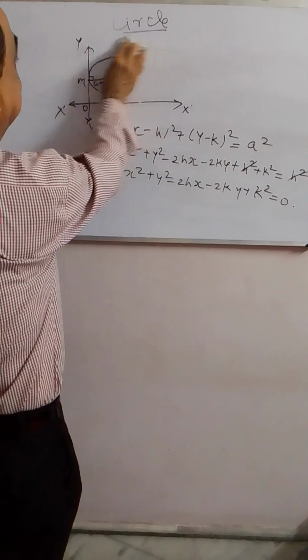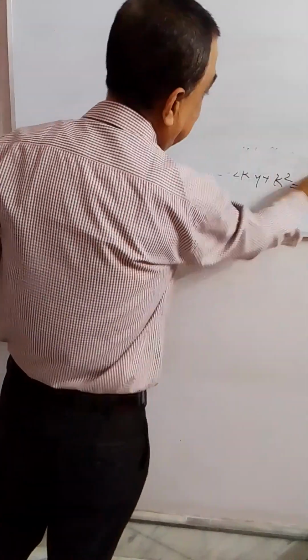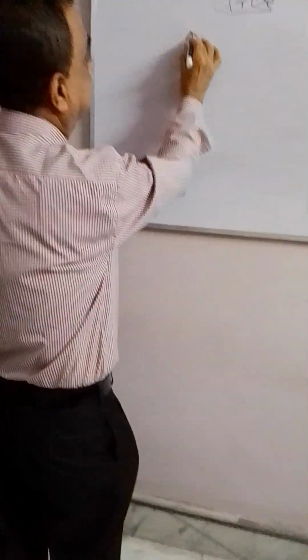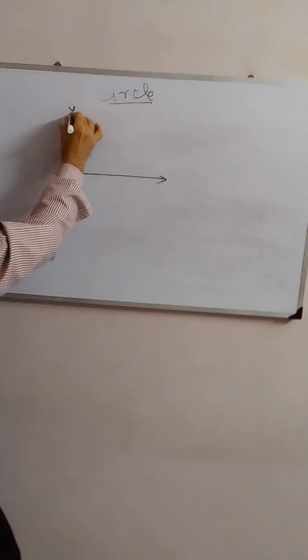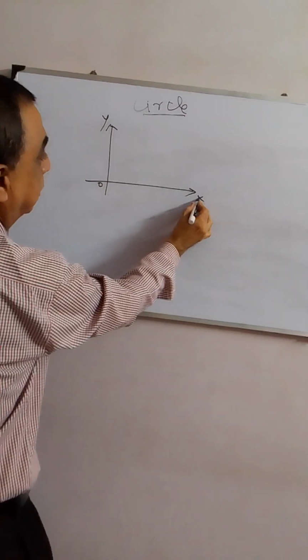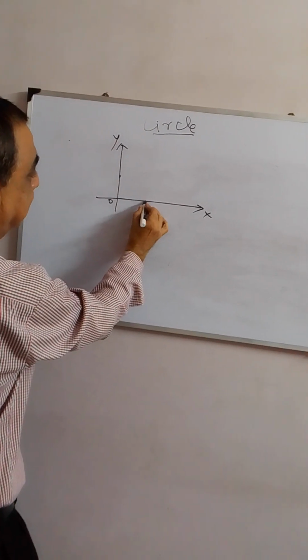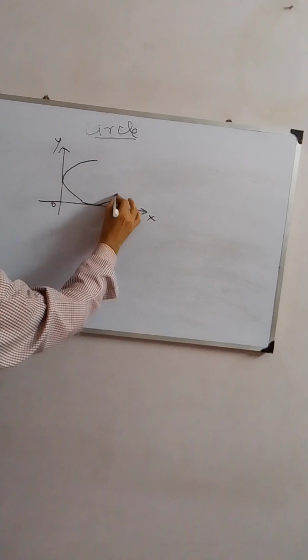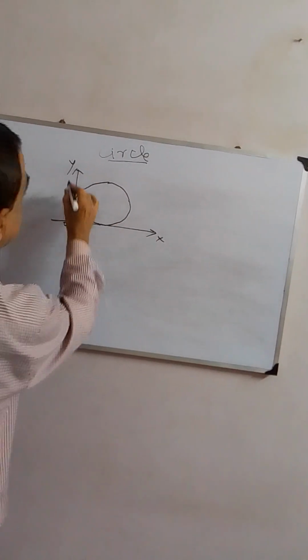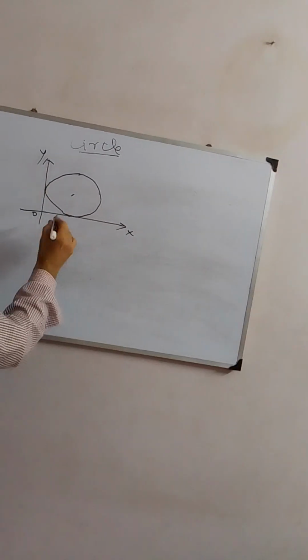Now we are taking the next case, when the circle is touching both the axes. So now the circle is touching both the axes. These are the axes, x-axis and y-axis, and this is the origin. Here the circle is touching the y-axis and the x-axis. So the circle is like this. Now the x-axis and y-axis are the tangents of the circle.